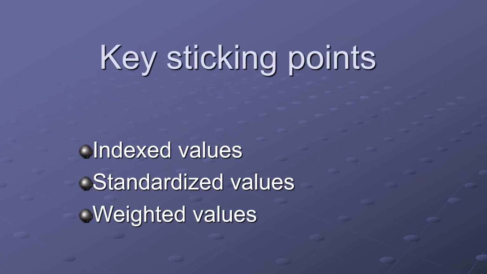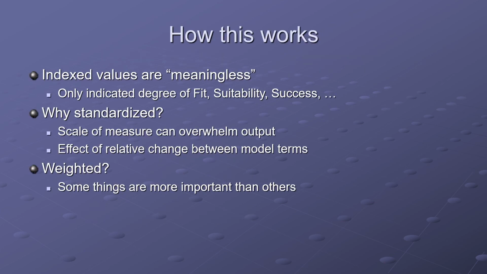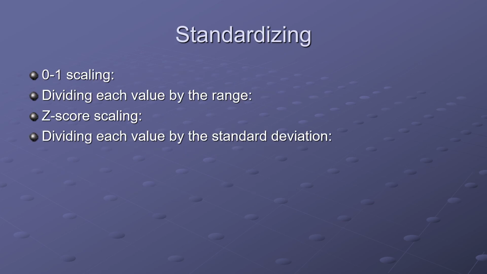Key things to remember: index, standardize, and weight. Just remember that the value itself doesn't mean anything. And we standardize because we have to, due to the issues of scale and how that can really blow parts of your model apart. And we weight things because not everything is as important as everything else. Different techniques for standardizing: 0 to 1, dividing by the range, z-scores, and standard deviations. 0 to 1 is the most common.